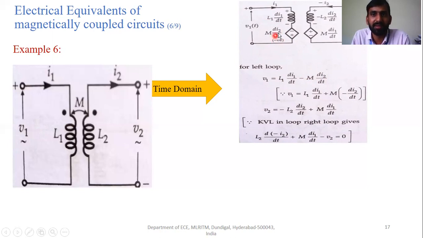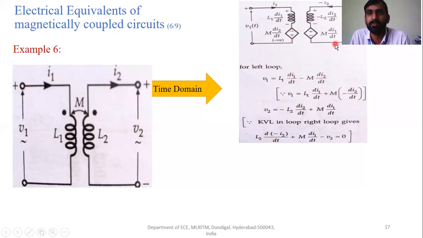So remember again, why are we writing the other current with respect to the M term? Because it is a mutual inductance. It is due to the change of current in the other coil. That is the reason why we are writing di2 by dt. What is I2 here? I2 is negative. That's why it is minus M di2 by dt. So to represent this equation, the voltage source is represented minus plus. The controlled source is minus and plus.